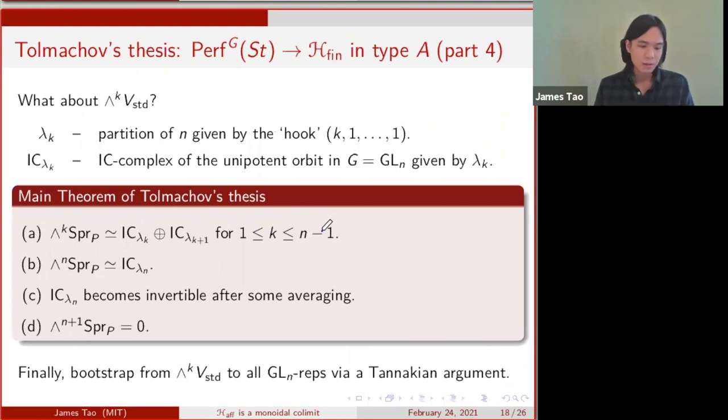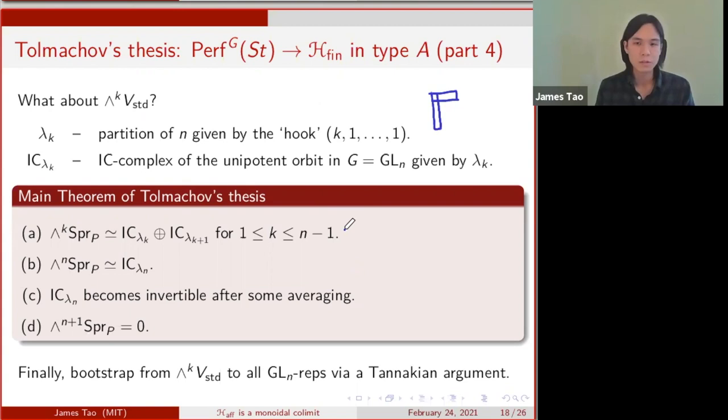The main theorem of Costa's thesis tells you what happens when you instead look at exterior powers of the standard representations, that is the fundamental representations of GLN. To state the answer, I'll single in on certain partitions. Lambda sub k is the partition of n given by this hook. It's called a hook because the Young diagram looks like this. And I'll look at the IC complexes of the unipotent orbits given by those partitions.